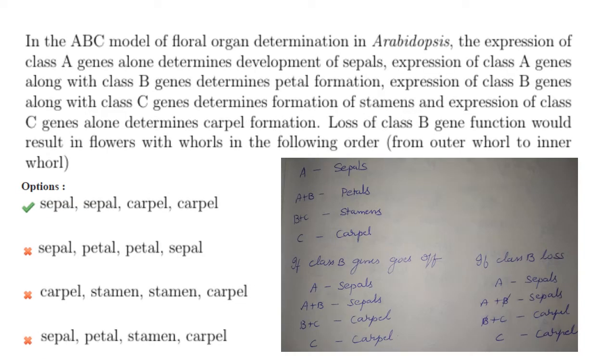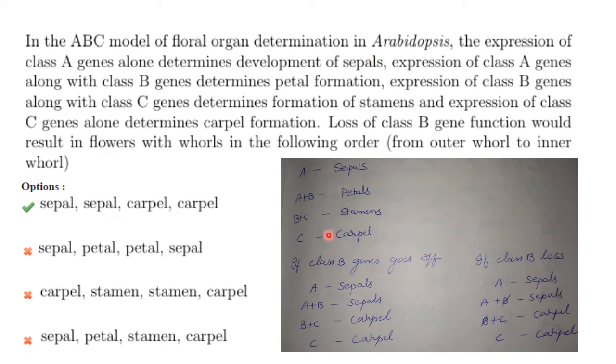In the ABC model of floral organ determination in Arabidopsis, the expression of class A genes alone determines development of sepals. Expression of class A genes along with class B genes determines petal formation. Expression of class B genes along with class C genes determines the formation of stamens, and expression of class C genes alone determines carpel formation. Loss of B gene function would result in a flower with whorls in the following order from outer whorl to inner whorl.